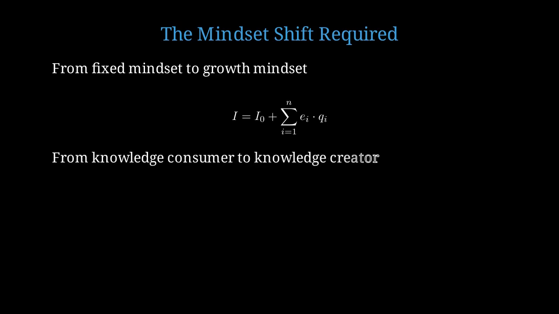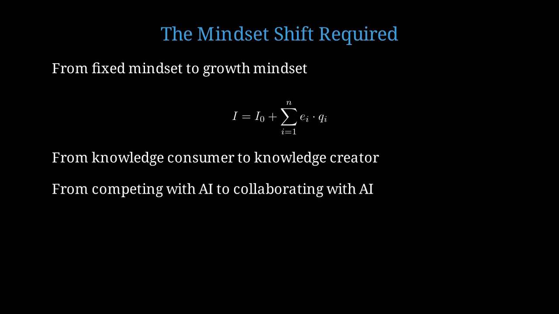Shift from being a passive knowledge consumer to an active knowledge creator. Don't just learn, create, and share. Most importantly, shift from seeing AI as competition to seeing it as a powerful collaborator that amplifies your capabilities. Let me summarize your path forward in the AI century.